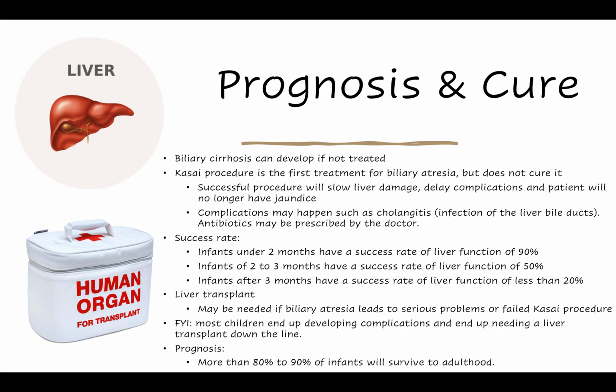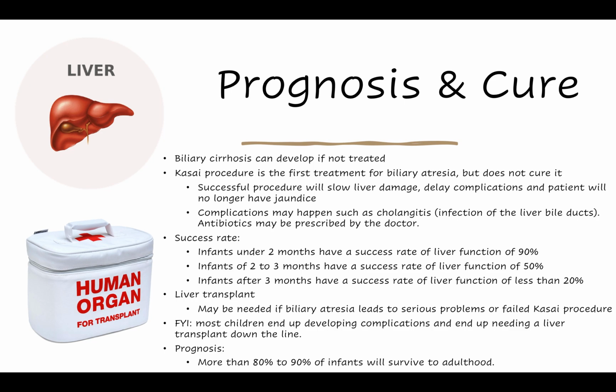The success rate may look a little bit different depending on the age of the infant when the procedure is done. Infants under 2 months have a success rate of liver function of 90%. Infants of 2 to 3 months have a success rate of liver function of 50%. And infants after 3 months have a success rate of liver function of less than 20%.